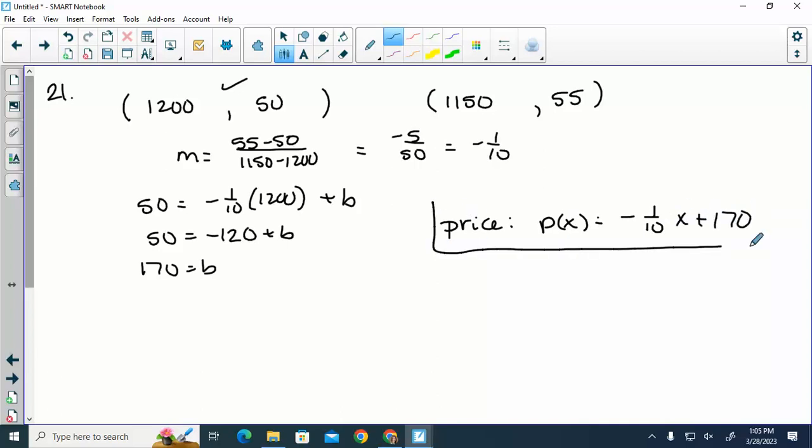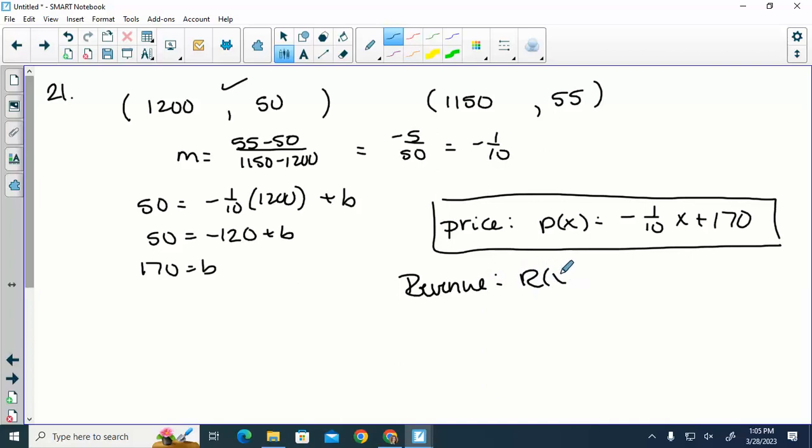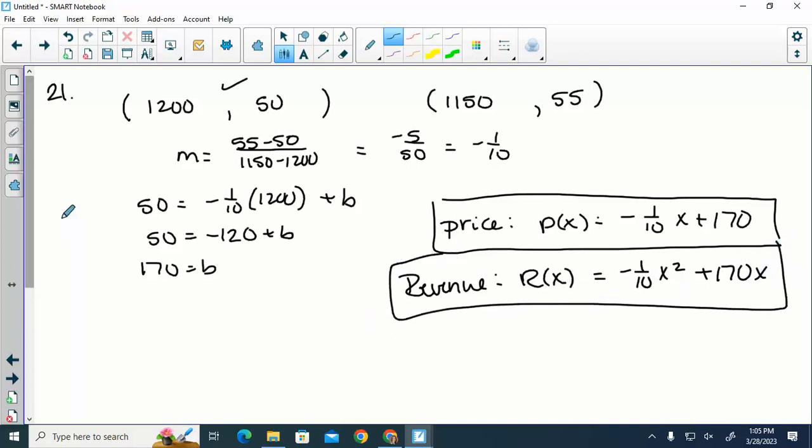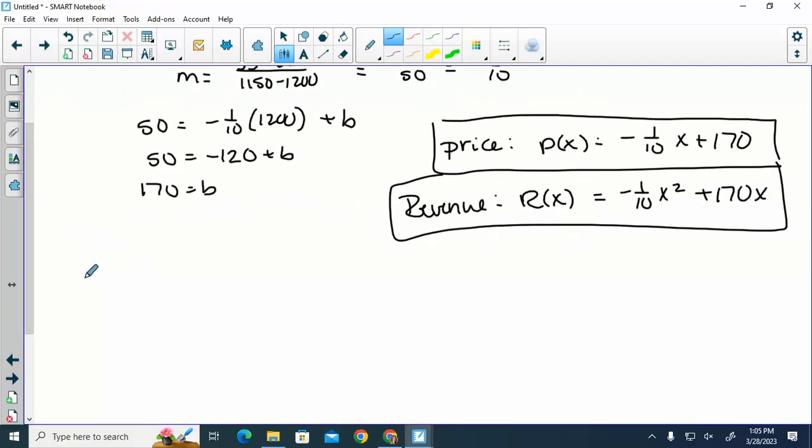I strongly recommend labeling these equations on those problems. That'll help you a lot. Then I want to maximize revenue. How do we get revenue from here? Times by x. So the revenue is -1/10 x squared plus 170x. Okay, if I want to maximize this, we need the derivative. So bring down the 2, so that's -1/5 x plus 170.